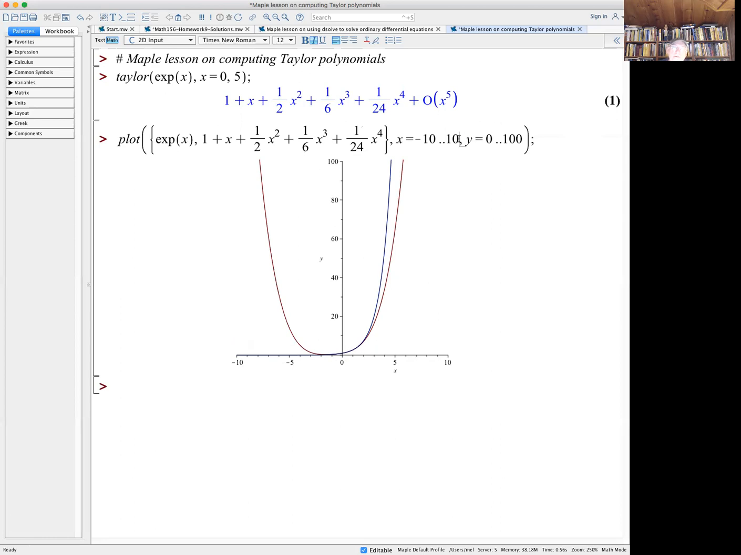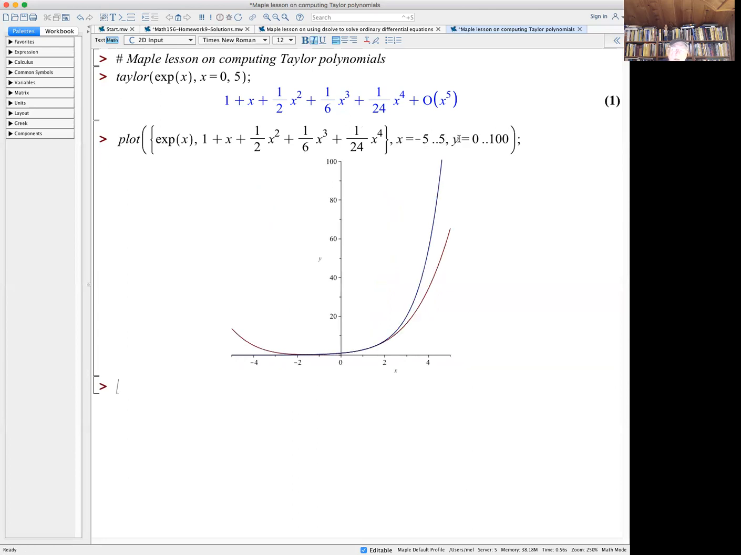If we were just graphing this, let's say, from minus 5 to 5, now the red is the Taylor polynomial because it's going up again. The exponential of the function decays to 0. But in this region around 0, right, we're looking at this Taylor polynomial around x equals 0. Hard to tell them apart.